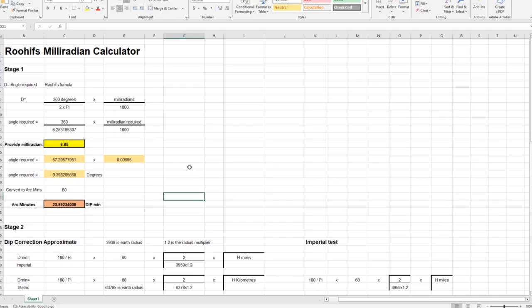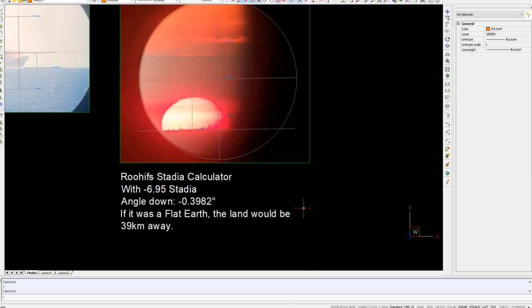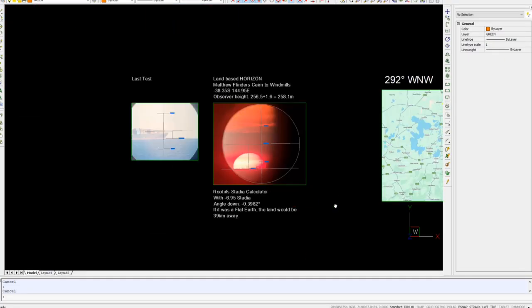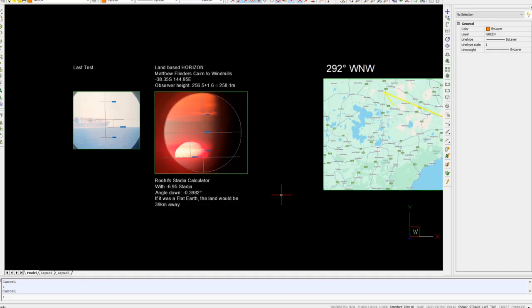And you'll see here, over here in this thing, I put in the 6.95 milliradians, and the arc minutes is 23.89, but the angle, which I kind of like better anyway, was 0.398. So you can see here, if I change the number, everything auto updates. So really handy, and I'm hoping to upload this to the cloud and let anyone who wants to download it and use it themselves. That's if anyone actually has dumpy levels, of course.